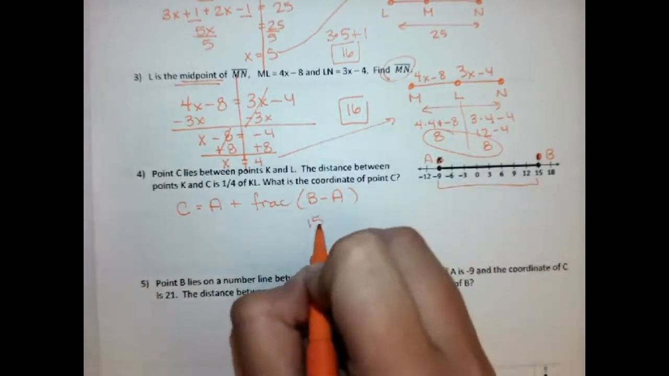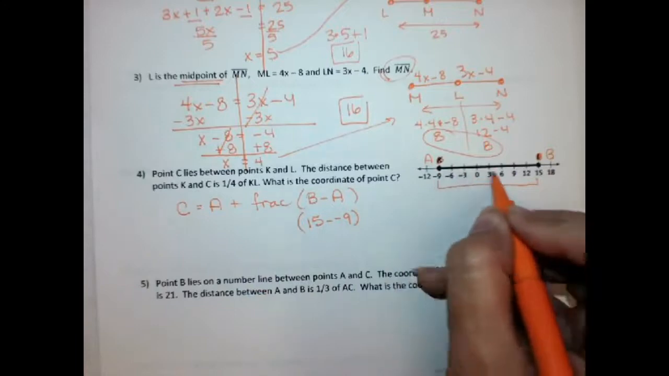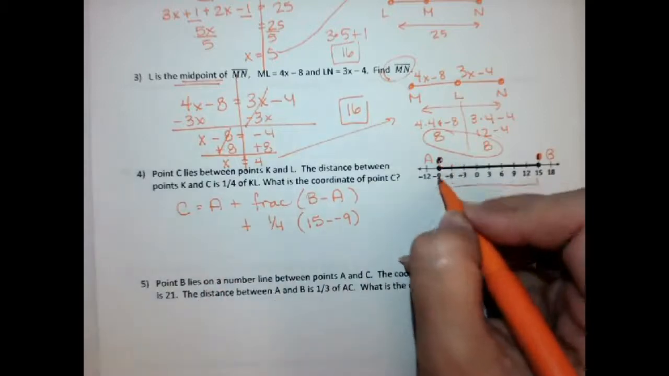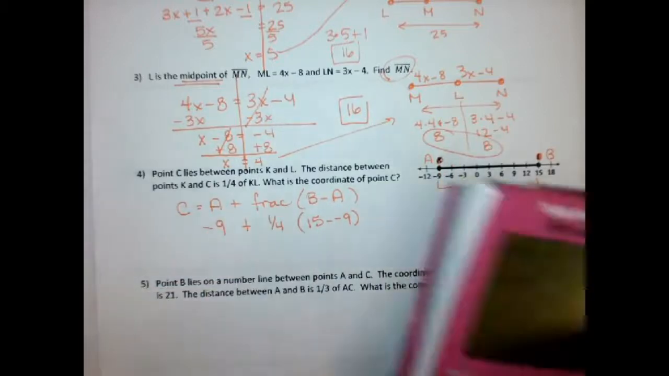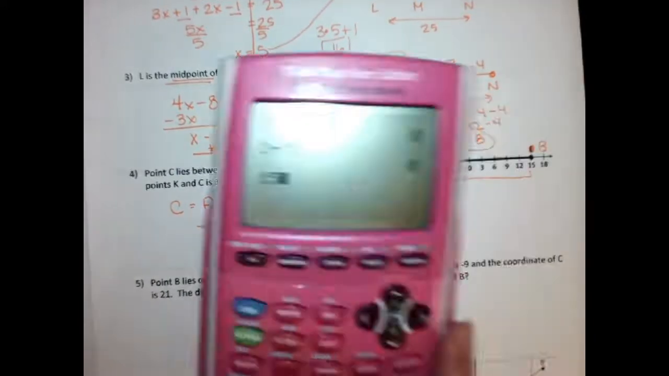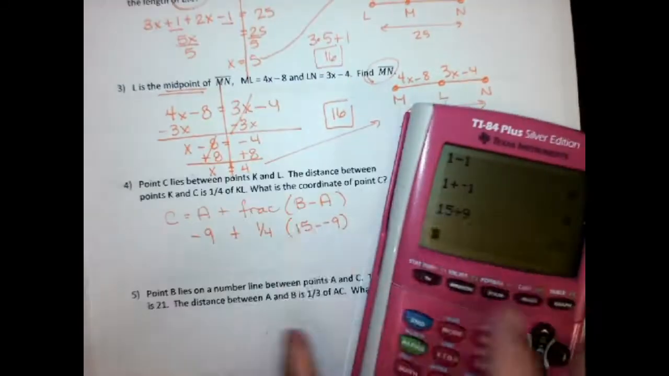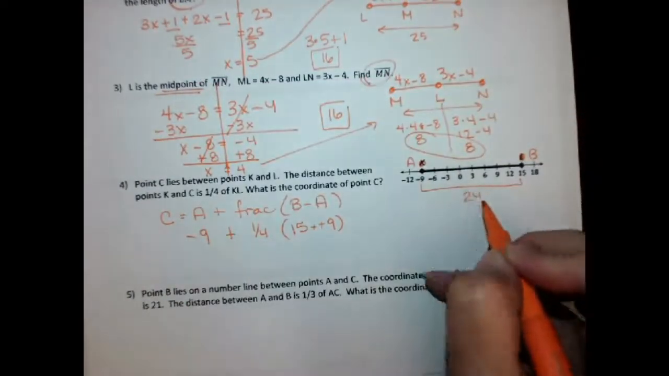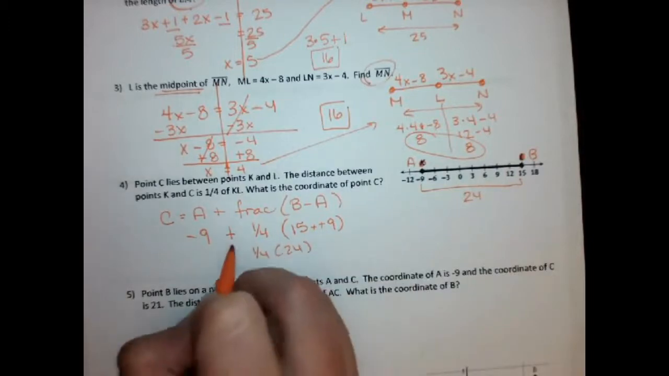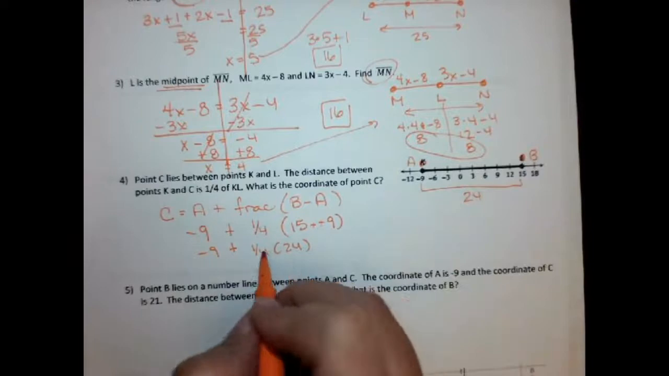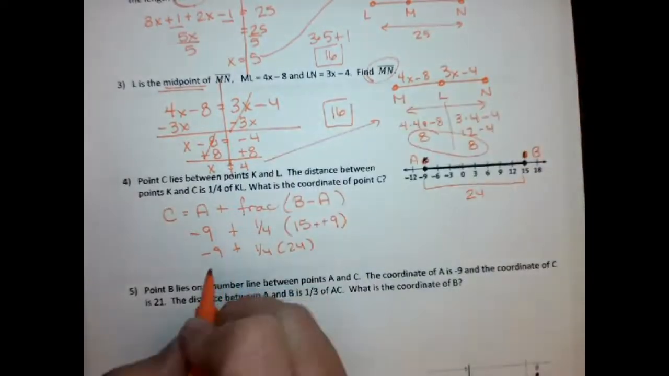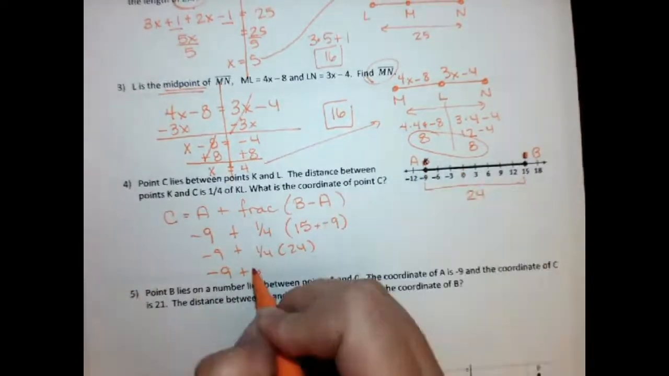It's 15 minus negative 9. You could also just add up how far this is. The fraction is 1/4, and the A is just wherever I'm starting over here. So when I do 15 plus 9, or 15 minus negative 9, that's a plus, I get that that whole thing is 24 long. Well, 1/4 of it is 1/4 times 24. I can do that on the calculator. That's 6.